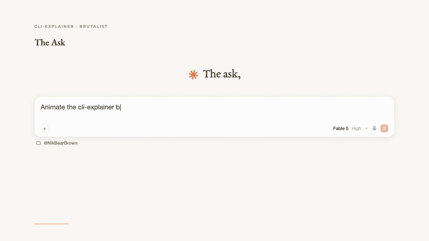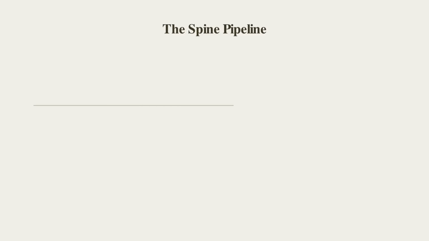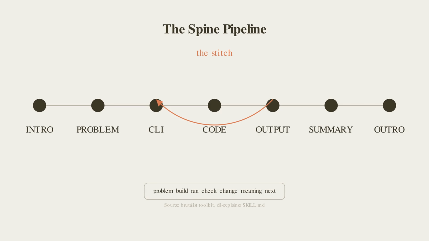So we ask Claude to run that spine as a machine, feed a build in one end, watch the stations light in order. Problem, build, run, check, change, what it means, what's next, the skill's own through line. And watch the loop back. This pipeline is not a line, it is a line with a stitch in it. The stitch is where the teaching happens.